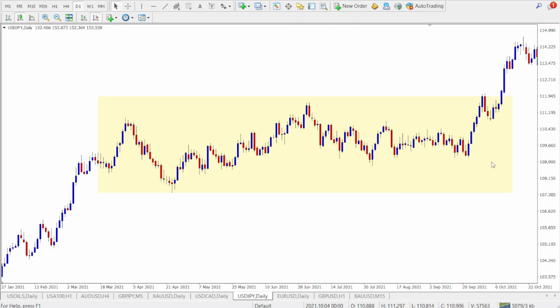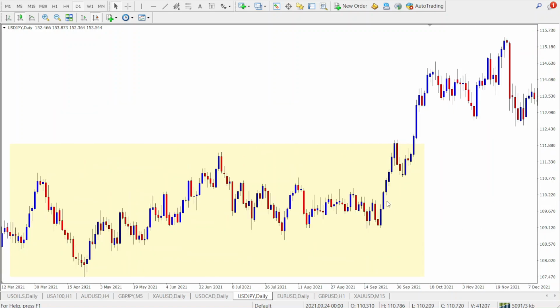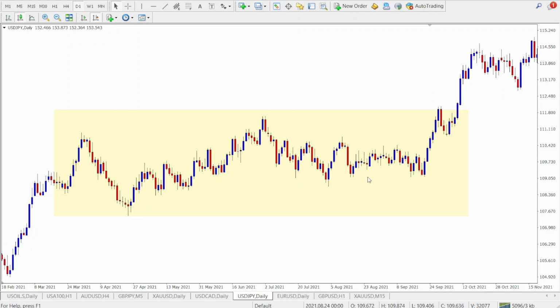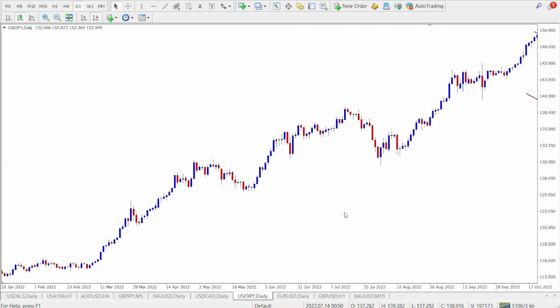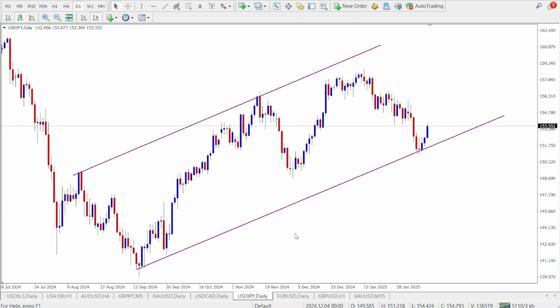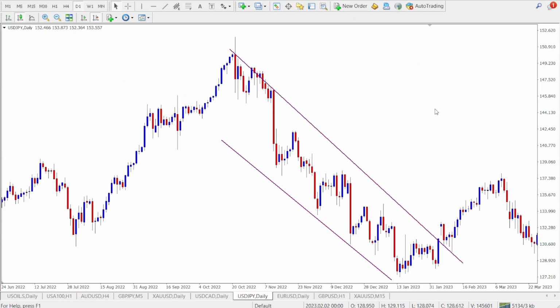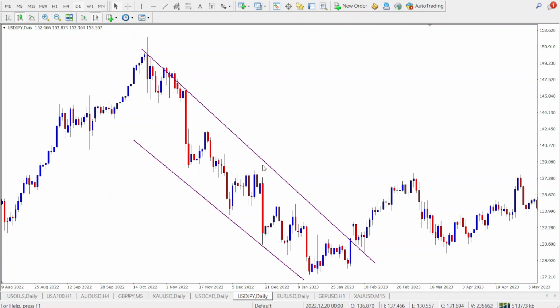Now how do you identify market trends? The first step in market structure based trading is learning how to identify the trend. For an uptrend, you should be looking for a series of higher highs and higher lows. This signals that buyers are in control and price is likely to continue higher. In a downtrend, you should be looking for a series of lower highs and lower lows. This indicates that sellers are dominant and price is likely to drop further.